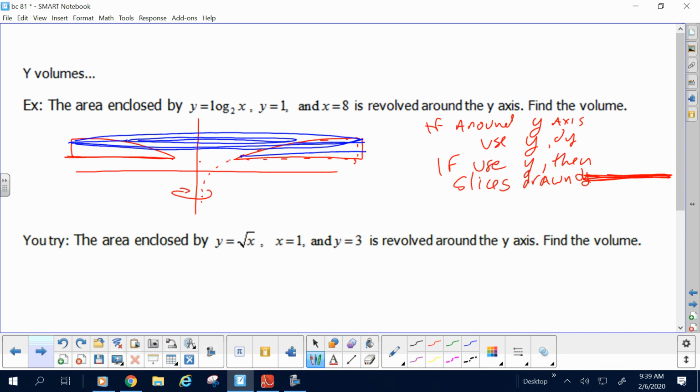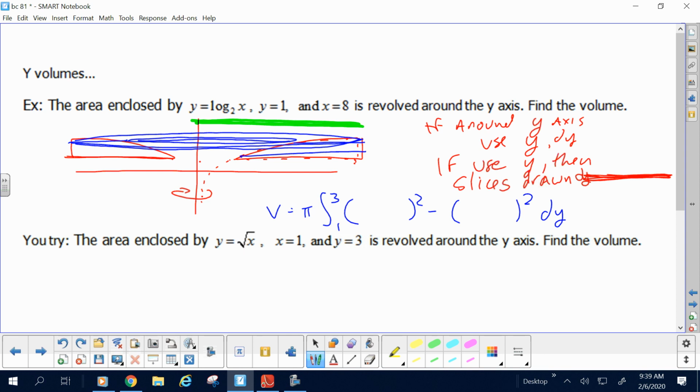All right, cool. So volume is pi times big R squared minus little r squared, but now the height is dy thick. All right, the bounds. What are the bounds? 1 to 3. They are y values, not x values. What is big R? 2 to the y? How do you get that? I disagree. Is it 1? Is it just 8? Big R is 8. You are going from the axis out to that point. Every one of those big R's is 8.